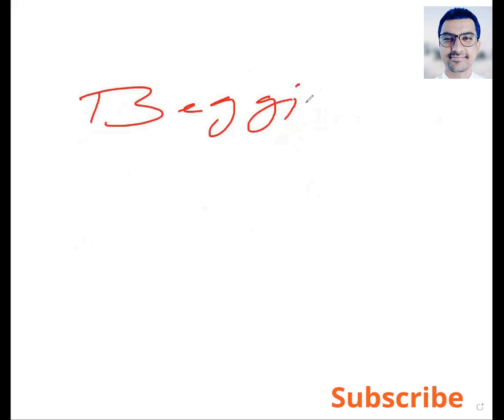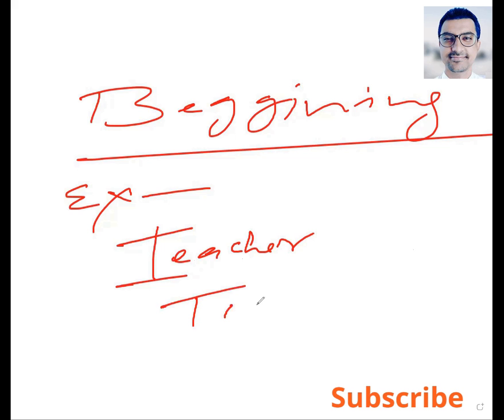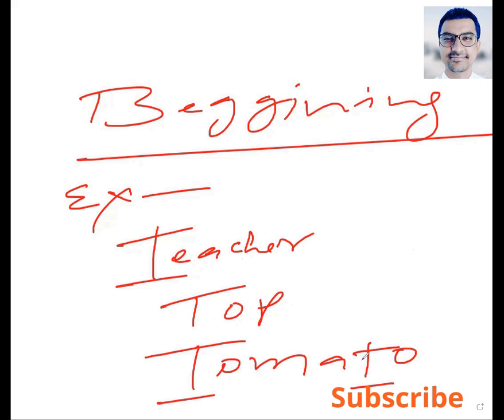In the beginning, for example, teacher. Here you can't make it glottal. So it should be in the middle or at the end. Okay. Top. Top. Okay. Tomato. Here you can't at the beginning, but here you can make it glottal. So tomato. You can get lots of practice.